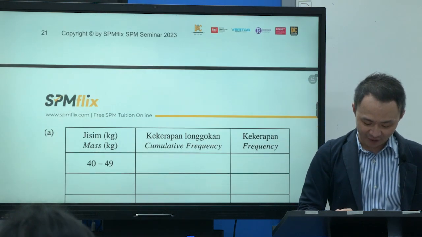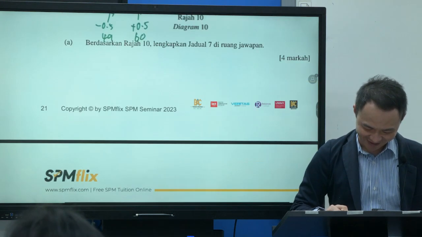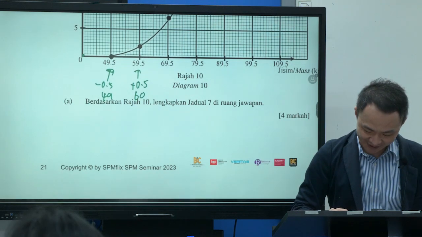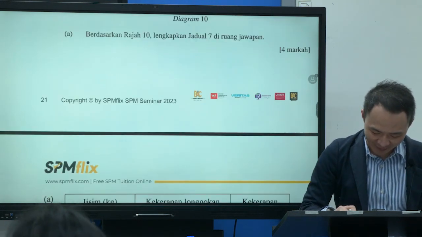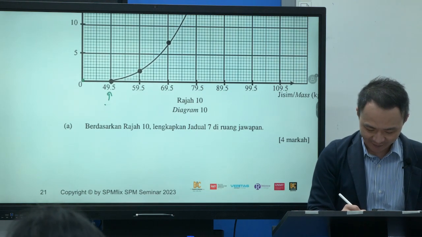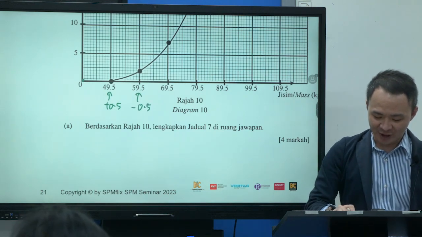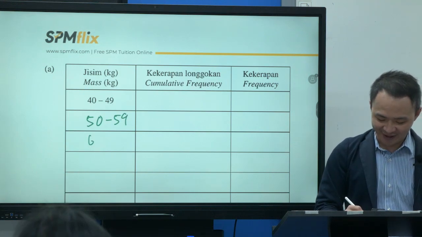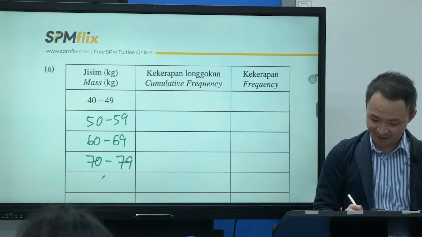So they have four. Is it the same graph? Oh, there's one unit. Let me see this one. No. I need to follow back this graph. They want to get 40. This is plus 0.5. This is minus 0.5. So the next one is 50 to 59. 60 to 69. 70 to 79 and so on.